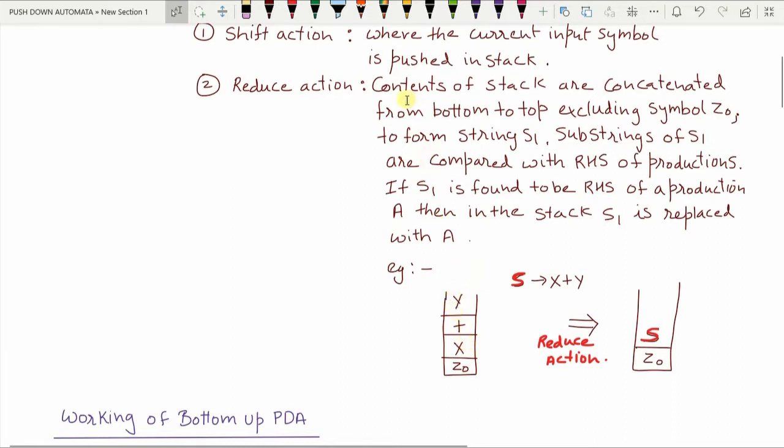So what do we do in this reduce action? Reduce means what? Ultimately, if we have a production of the type s gives x plus y, reduction means: if there is a substring x plus y present on the stack, then in place of this x plus y, we are reducing it, or replacing it, with s. That's a simple reduce action. So at any point of time, suppose we have a substring x plus y present in the stack, then we pop this whole string out, and in its place we replace it with the left hand side, that is s. That's called the reduce action.